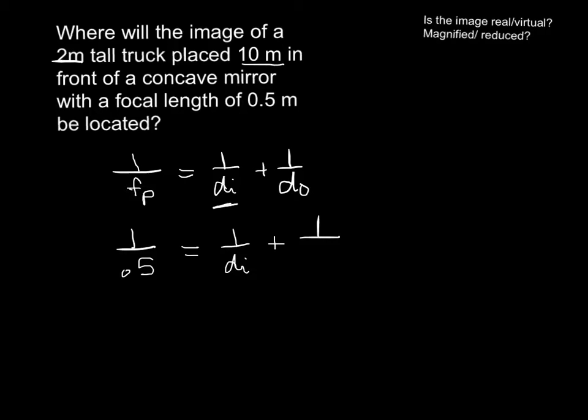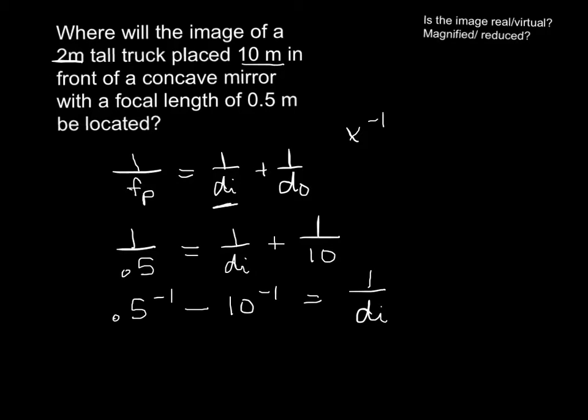Since the truck is placed 10 meters in front of the mirror, that's the distance to our object. The 2 meters is the height of the object. So we're going to use 1 over 10 as our do. On your calculator, you want to use that x to the minus 1 button. So this is going to be 0.5 to the minus 1, and then we're going to subtract the 1/10 because we need to move that over here. So that's going to be minus 10 to the minus 1, and that's going to equal 1 over di.